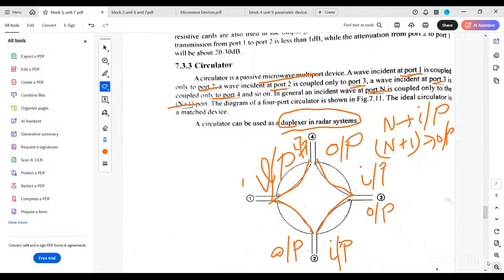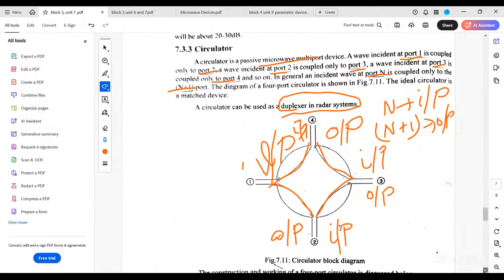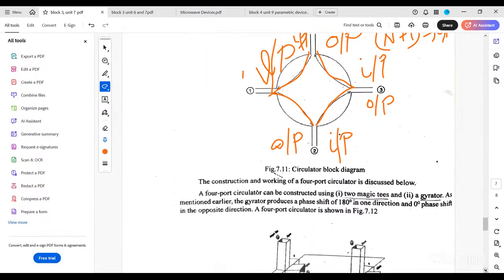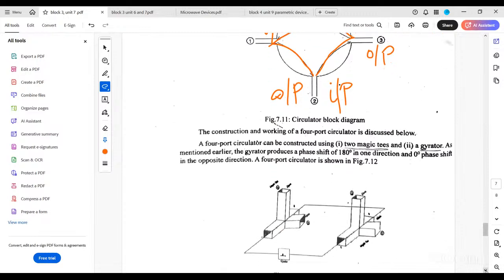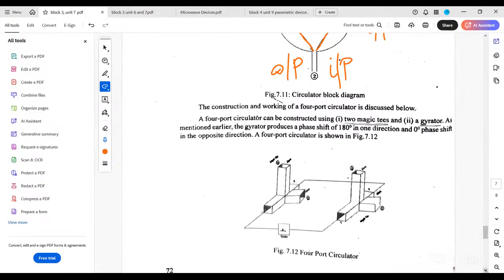Next, how is it constructed? To construct this circulator, I am using 2 magic tees, which we discussed in the second unit. Go back and check the page number.